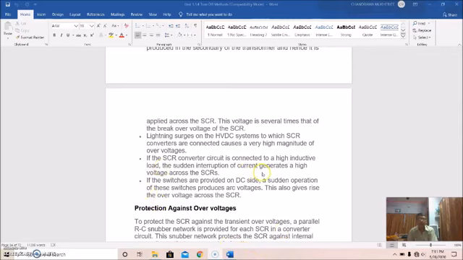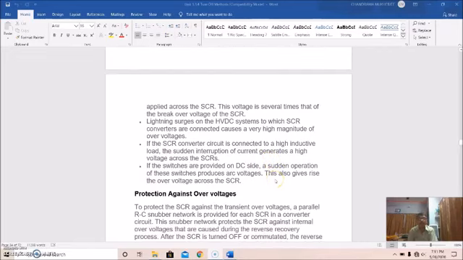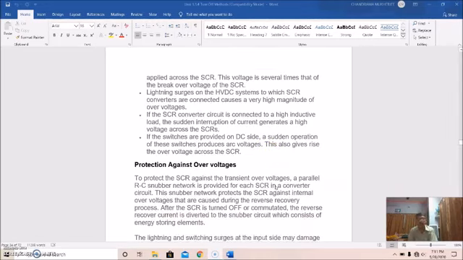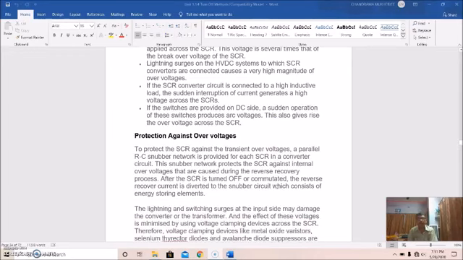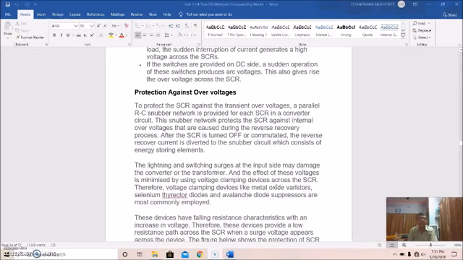So this is a very common cause of generation of high voltage across the SCR. Or otherwise, if the switches are provided on the DC side, certain operation of these switches produces arc voltage, because this is due to the switching phenomena. This also gives rise to overvoltage across the SCR. So how will we protect against this overvoltage?